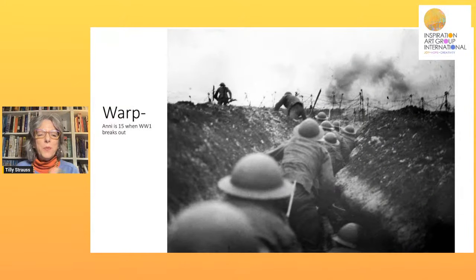So the first warp of Anni's early life is that she's born in 1899, and she lives through the horrors of World War I in Germany. After World War I, when she comes of age, there's a huge destitute population drawn to the cities in hopes of jobs in the factories and the new industrialization markets. They're literally coming from the trenches, and it's a social crisis. There's a lot of hunger and poverty. And among the artists and thinkers of the time is this feeling that the world has to be rethought, that things have to change.